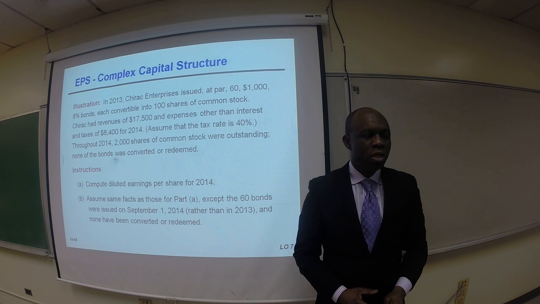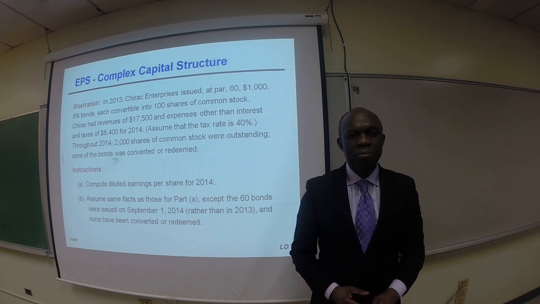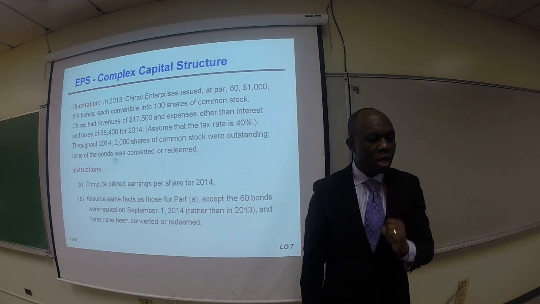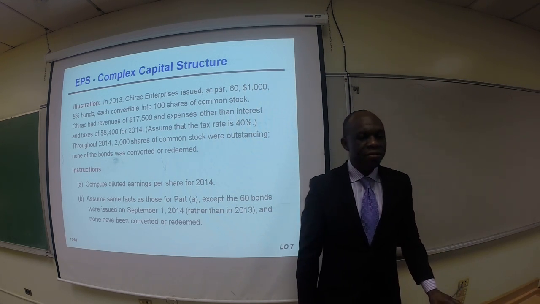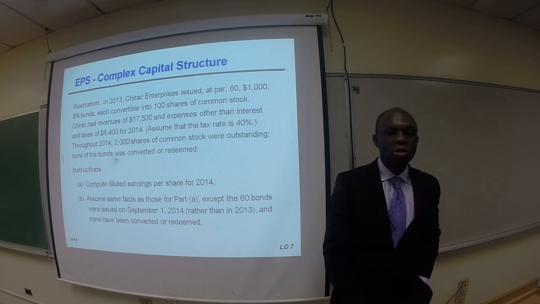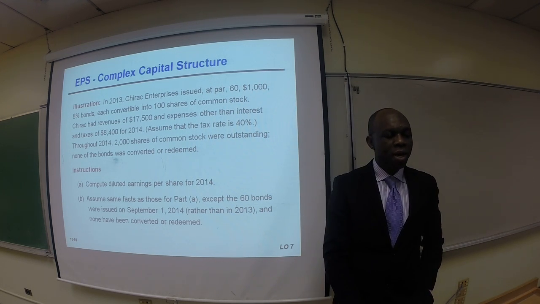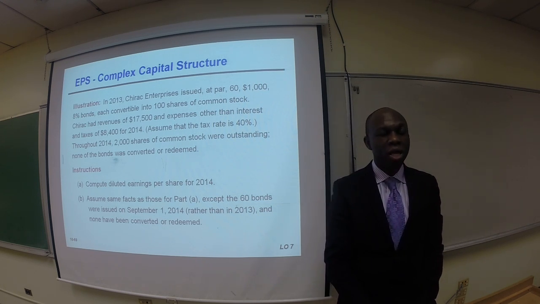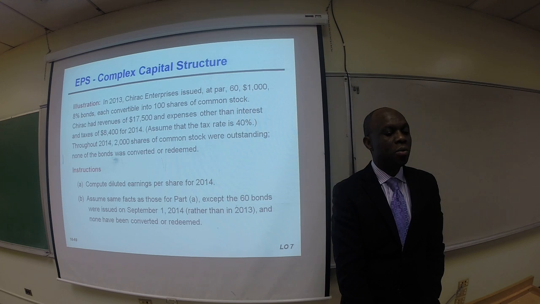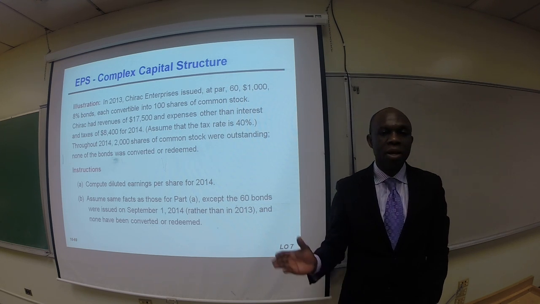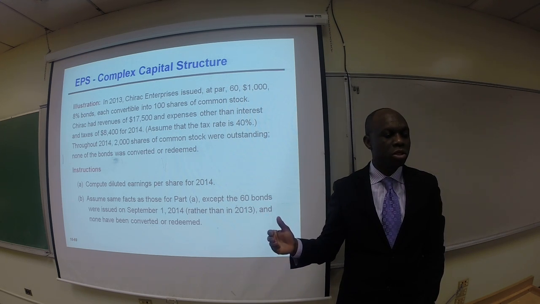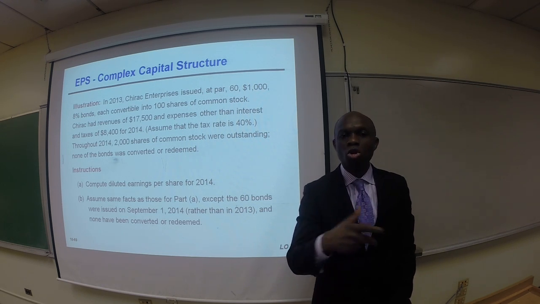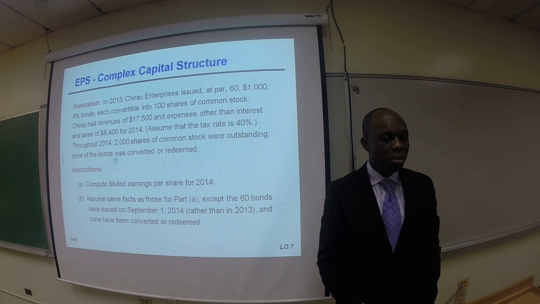Welcome to my class. This is part 6 presentation of chapter 16, Dilutive Securities and Earnings per Share. In part 5, we illustrated how to calculate EPS in a simple and complex capital structure. Now we are going to continue on that part by illustrating complex capital structure further, with slight modification of what we just discussed in part 5.